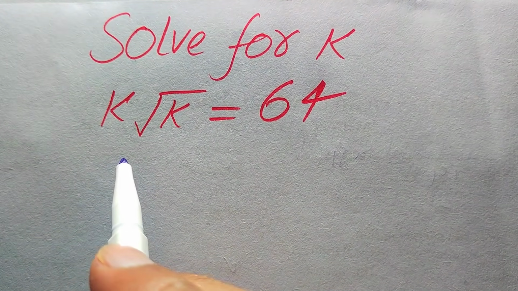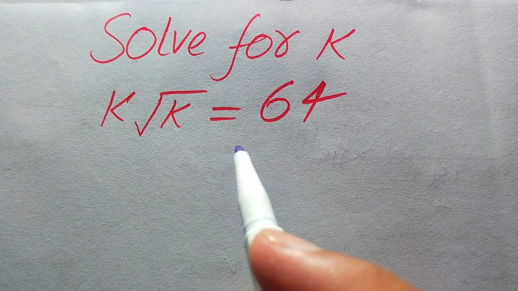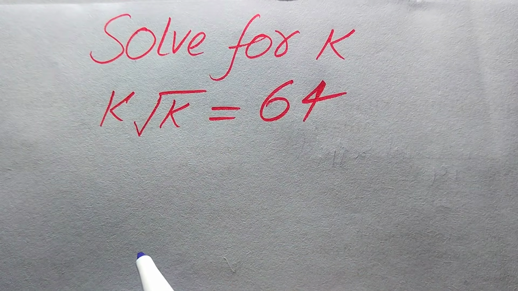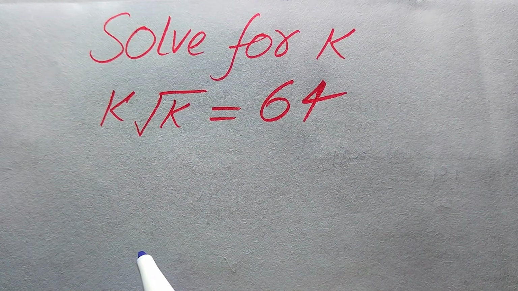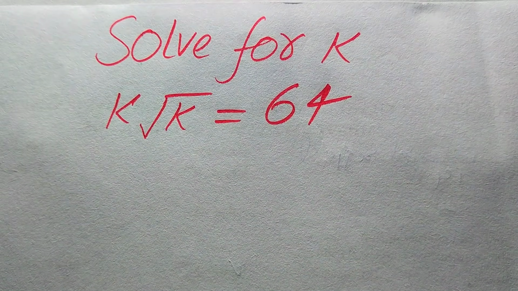So here we have k times square root of k equals 64, and we solve this problem for all the values of k. Here first we find all the roots of this equation, and at the last we will verify which of the roots are solutions and which of the roots are extraneous roots. And now we move towards the solution of this problem.